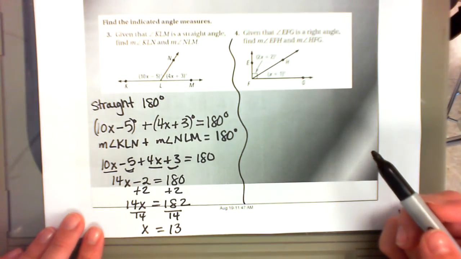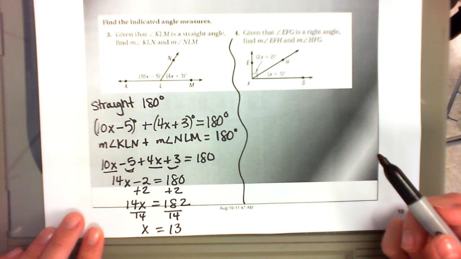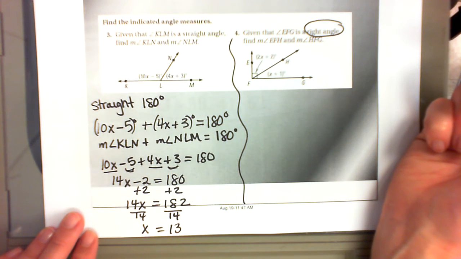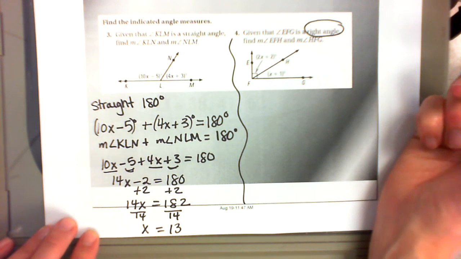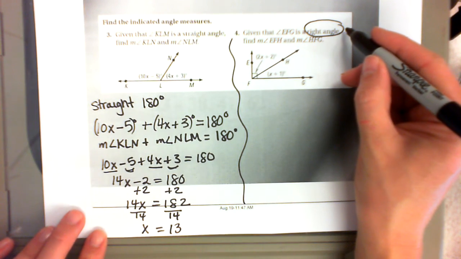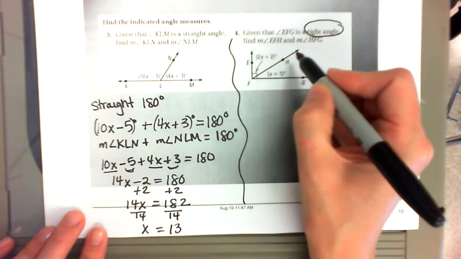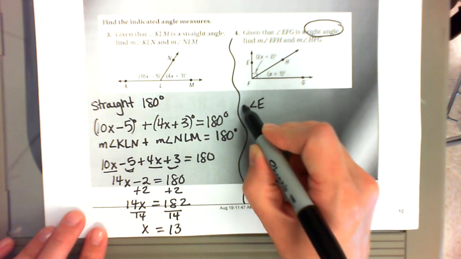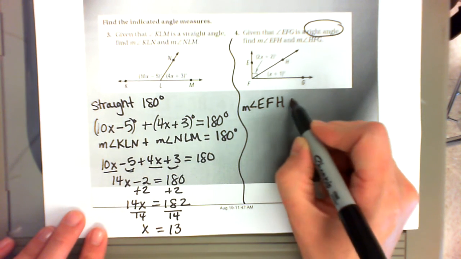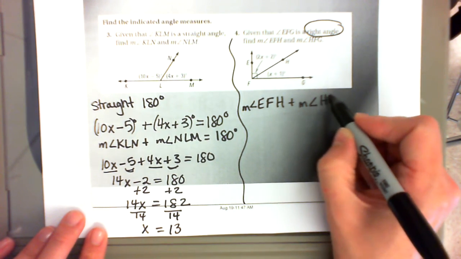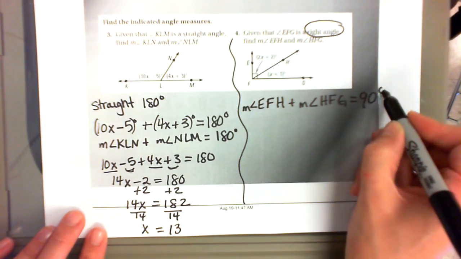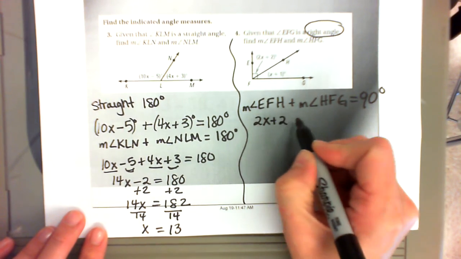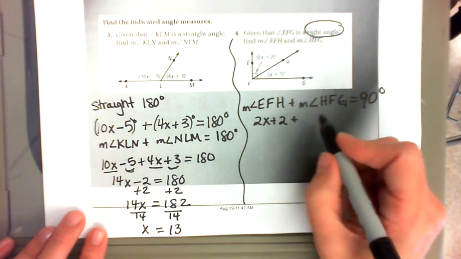Okay, number 4. Given that angle EFG is a right angle, find the measure of angle EFH and the measure of angle HFG. This time, right angle. What does right angle mean? It means a right angle is 90 degrees. So I'm going to say these two angles make, here's my symbol for right angle, the measure of angle EFH plus the measure of angle HFG equals 90 degrees. EFH is represented by 2x plus 2. HFG is represented by x plus 1.